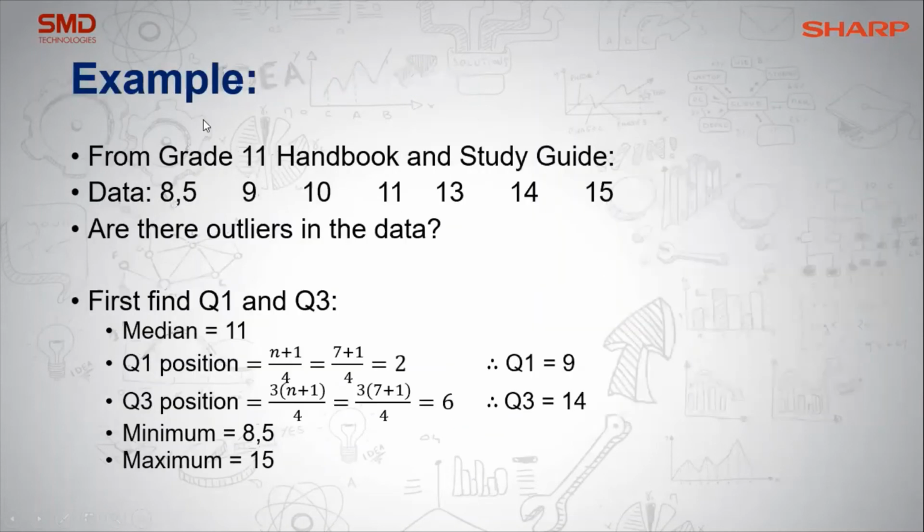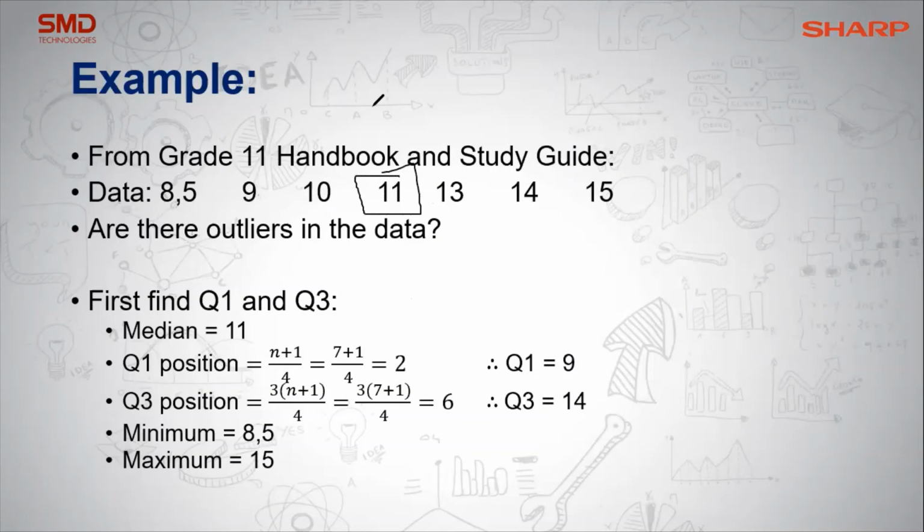So from the handbook and study guide that I referenced earlier, here is an example, and then we are looking to see if there are any outliers. So the first thing that we need to do is find our median. So we count how many data positions there are. 1, 2, 3, 4, 5, 6, 7. So 7 plus 1 is 8. 8 divided by 4 is 2. Sorry, that's quartile 1. 8 divided by 2 is 4. So 1, 2, 3, 4 is 11. So our median is 11.